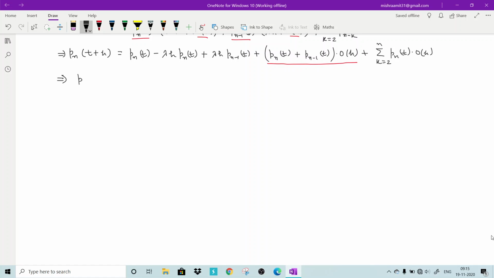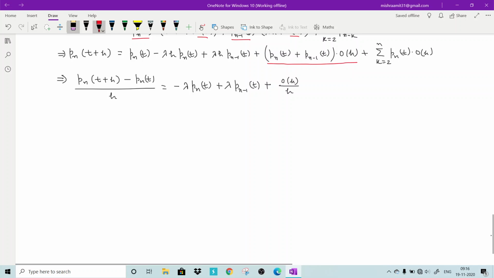So this further implies that Pn(t plus h) minus Pn(t), divided by h, is equal to minus lambda times Pn(t) plus lambda times P(n-1)(t), plus whatever is written here, that can be written as little o(h) divided by h. Okay. See, I am considering all of these things as little o(h), because these are of the order little o(h). They are the functions little o(h). So I am considering all of them as little o(h).